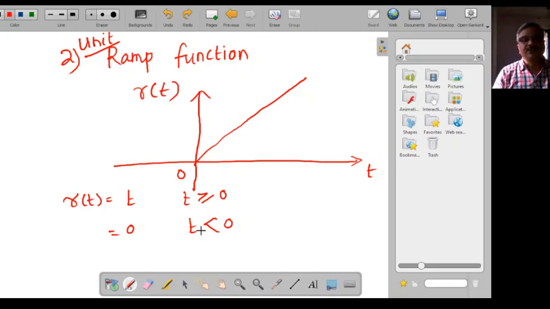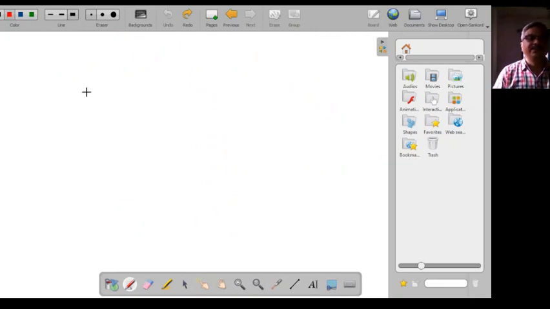So this is the unit ramp. And why is it called unit? Because at any point of time, if you calculate the slope, the slope of the line will be equal to 1. That's why it is called a unit ramp signal. So this is one of the important elementary signals, the unit ramp. Now let us discuss the relationship between unit ramp and unit step.